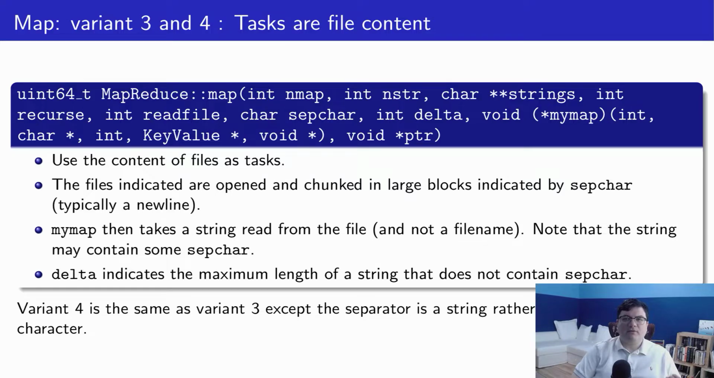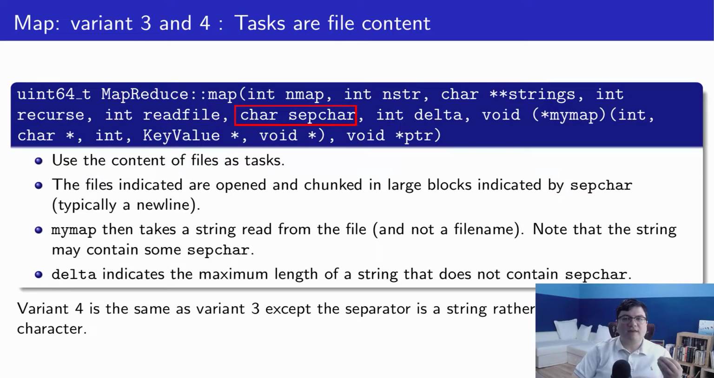In map variants 3 and 4, the map tasks are passed content of a file. Parameters 2 and 3 are user-defined functions, which take a substring of a file and the length of that substring. There are 2 parameters to map which are not found in previous variants. Sepchar indicates which character should be used as a separator, usually a space or a new line.